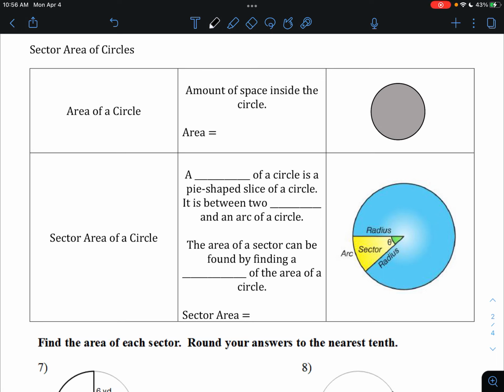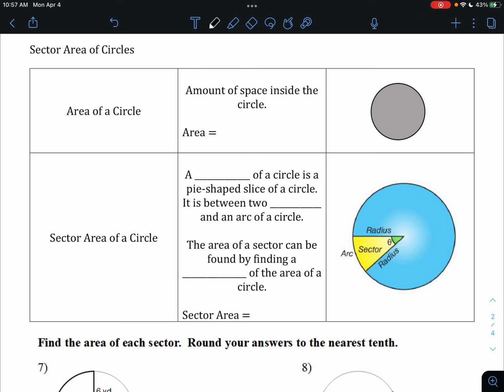Alright, y'all, so in this video we're going to be looking at a very similar concept to arc length. But this time it is the sector area of circles. So first thing we need to know for this concept is the area of a circle. And remember, the area of something is just the amount of space inside that object. So in this case, it's the amount of space inside the circle. It's the filled in area.